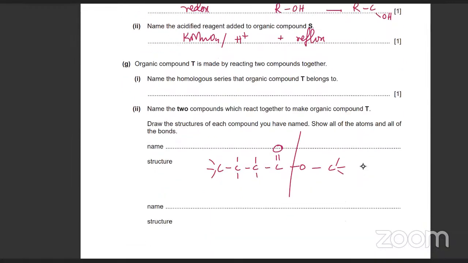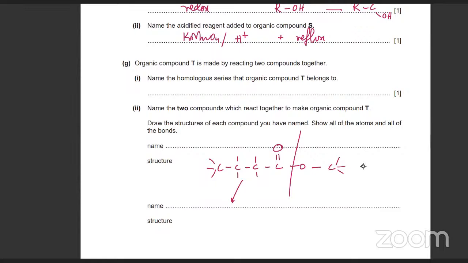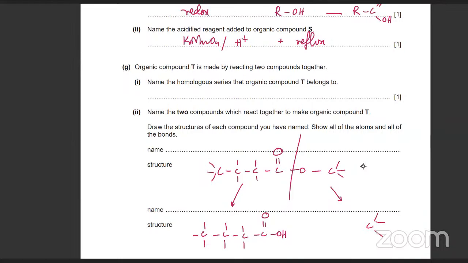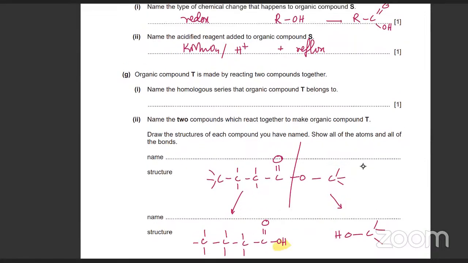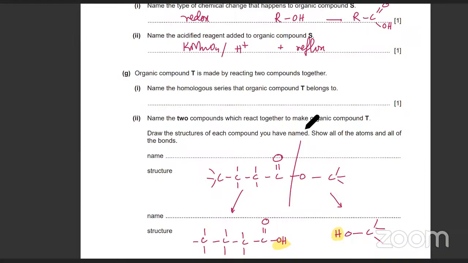What is an ester made from? You break it up. One of them is a carboxylic acid, so that's 1, 2, 3, 4. The part with the double bond O is your carboxylic acid. The other side is your alcohol side. What happens is that the OH from here and the H from there get removed, and they end up joining over here.